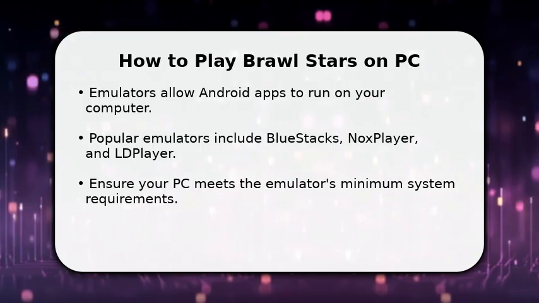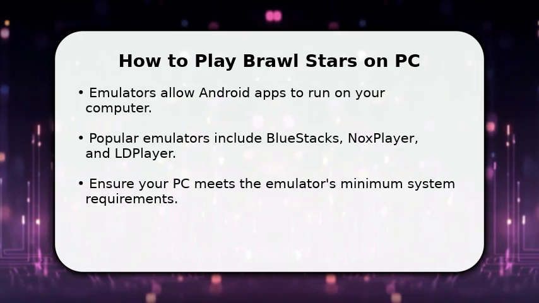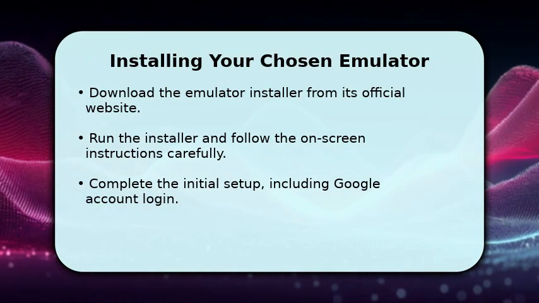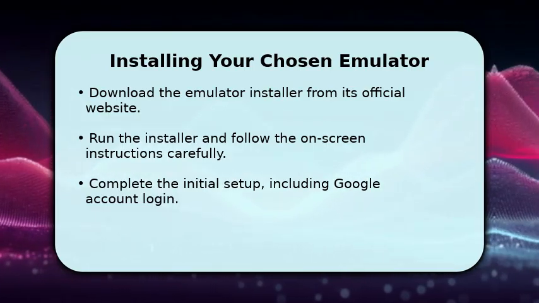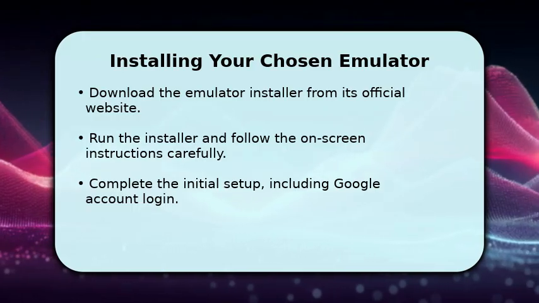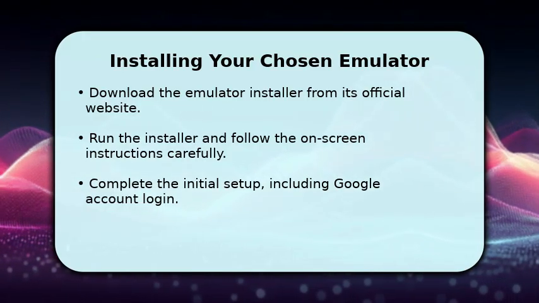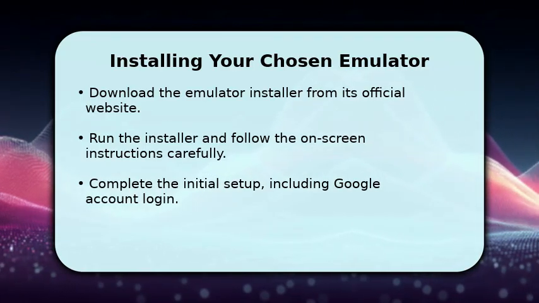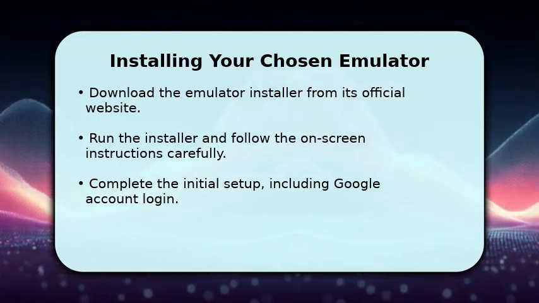Make sure your computer meets the emulator's system requirements for a smooth experience. Once you've chosen an emulator, head to its official website to download the installer. The installation process is straightforward. Just follow the prompts. After installation, you'll typically go through a quick setup, which includes logging in with your Google account. This step is crucial because it allows you to access the Google Play Store, just like on any Android device.